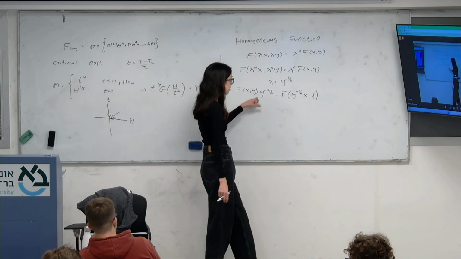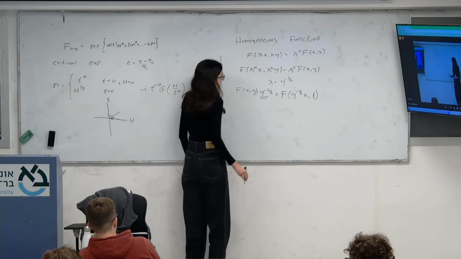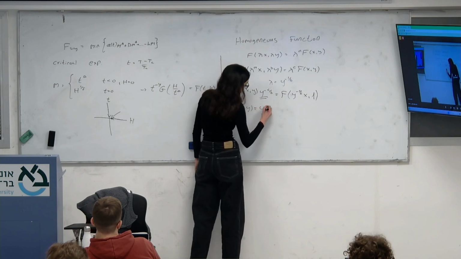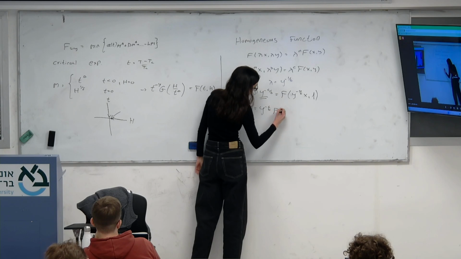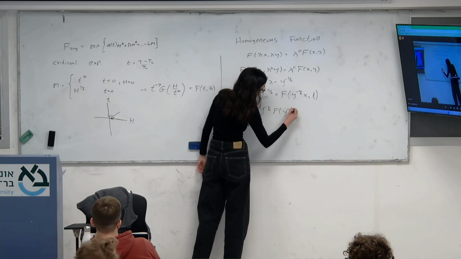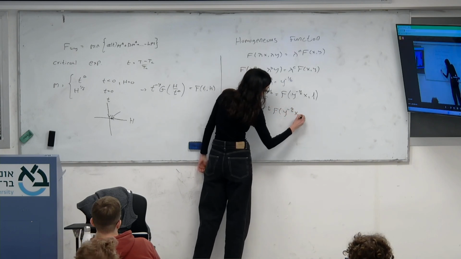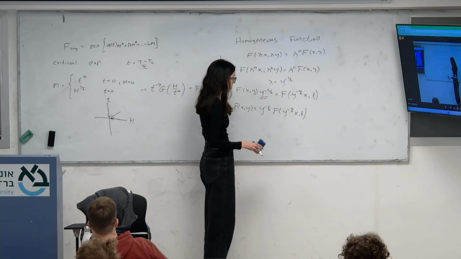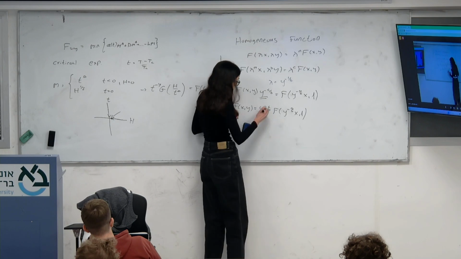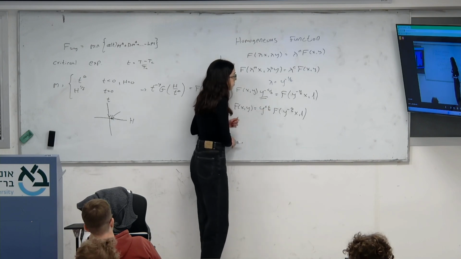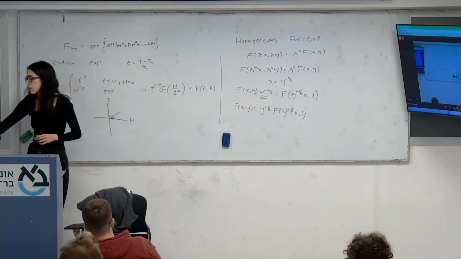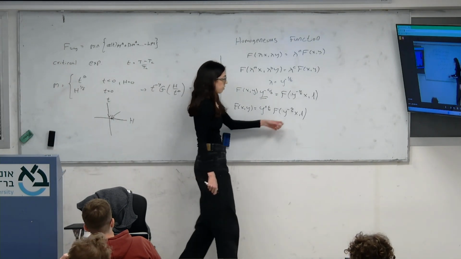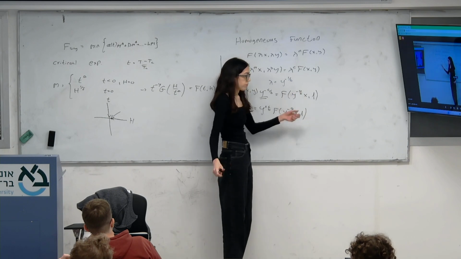So now let's multiply both sides by that term. So f of x and y is equal to y to the power c over b, f of y to the power minus a over b times x, and 1. So shouldn't it be y to the power plus c over b? Yeah. The 1 is just a number, so it doesn't change.